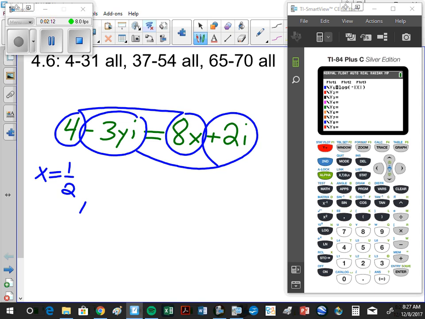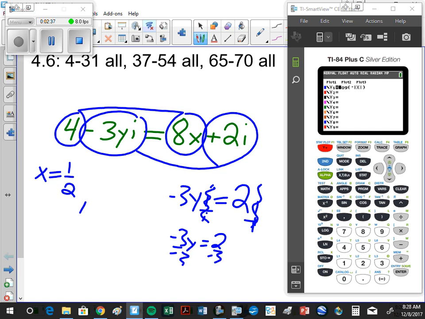That's a little bit harder to do. So what if we just wrote it out? Negative 3yi is equal to 2i. Well, I can divide by i and get rid of it. And I'm just down to negative 3y is equal to 2. How do I get y by itself? Divide by negative 3. I get y equals negative 2 over 3. Does that make sense? Okay.